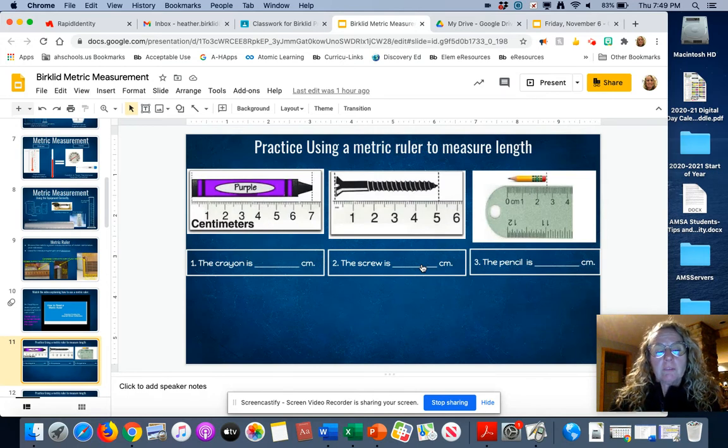So if we were to practice here, I want you to look at the crayon and think, okay, how many centimeters, and you're going to use decimal points to be exact. So how many centimeters long is the purple crayon?